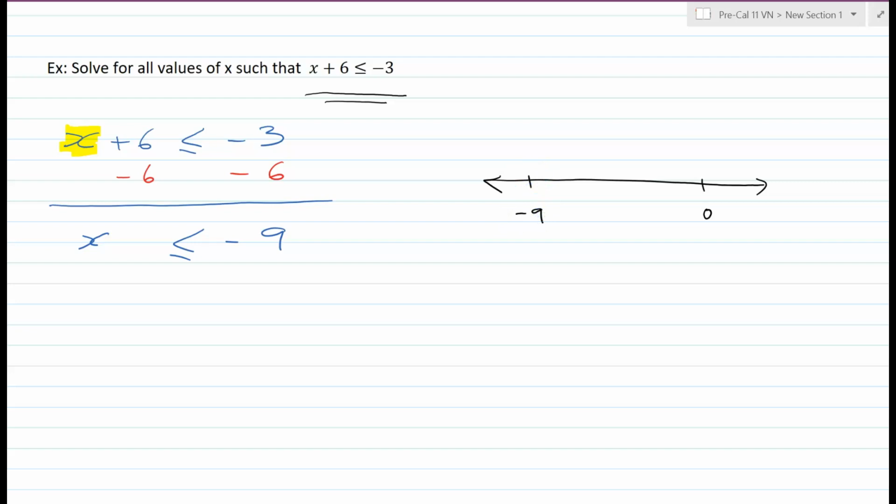Okay, and this is the important part right here: there is that equal sign that is part of the inequality. That means you must shade -9, that's part of the solution, and we want all values that are less than -9. Then the arrow goes to the left because, remember, left is negative values, right is the positive values. And that's it.